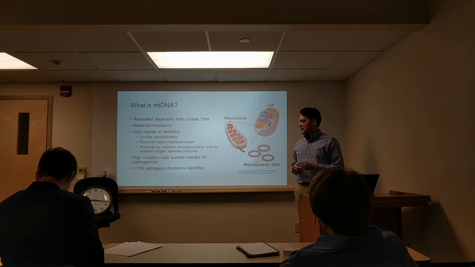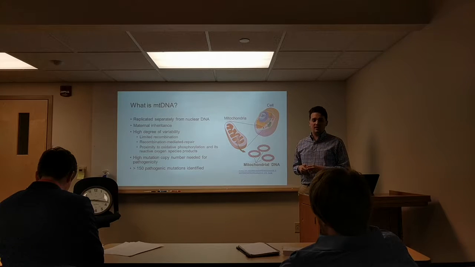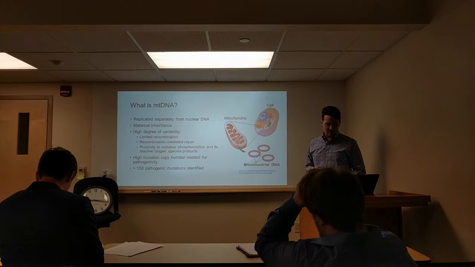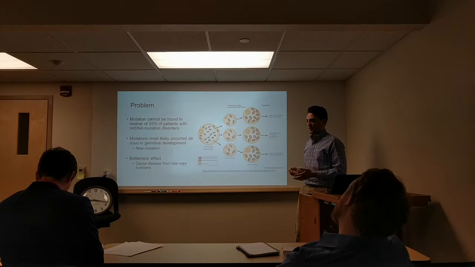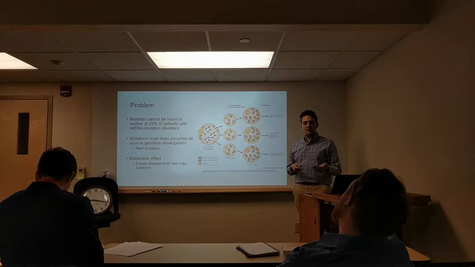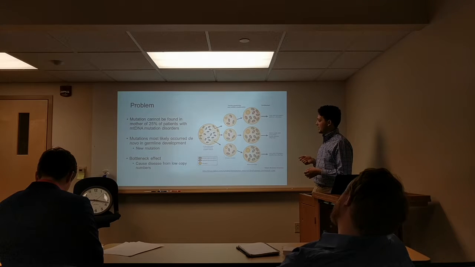mtDNA requires a high mutation copy number, or number of mutant mtDNAs in the cell, to create pathogenicity. There have been more than 150 pathogenic mutations in mtDNA identified. However, there's a problem. In most patients who have mtDNA mutation disorders, the mutation can also be found in the mother. But in 25% of these patients, that is not the case. So, where is this mutation coming from? Well, it's most likely occurring due to a new mutation, or de novo mutation, that happens in germline development.